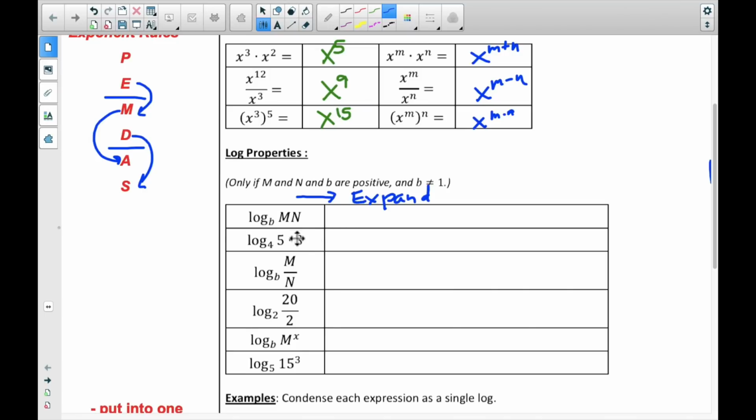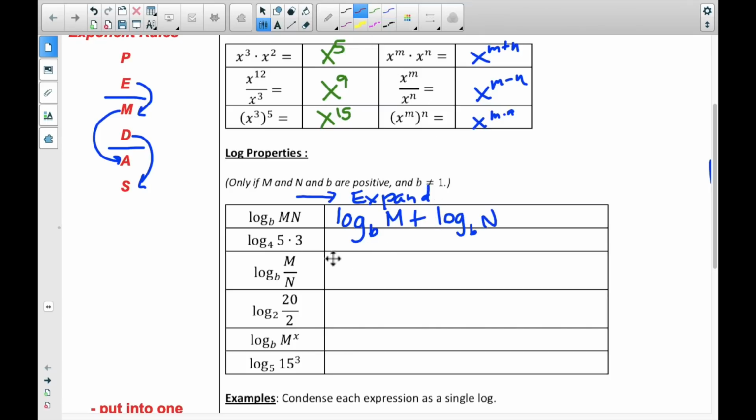Okay, so for the expanding, I have a multiplication. If I go back to my rule, multiplication goes with addition. And so what I'm going to do is I'm going to expand this. I'm going to break it up to say it's actually log base b of m plus the log base b of n. Because it's times here. If it's multiplication, that gives me addition.